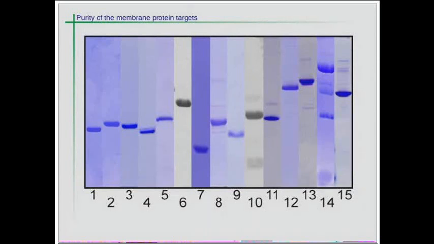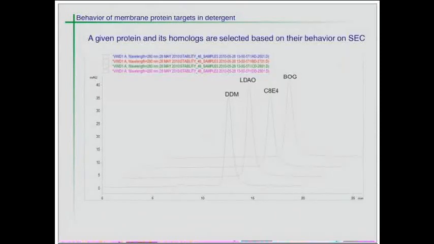So these 15 targets have been optimized for purification. They can be expressed in large amounts. We need about 3 milligrams of protein currently to run 100 conditions, so it's still a very substantial amount of protein, certainly compared to the current amount of protein that you need for 3D crystallization. So they are all relatively pure.